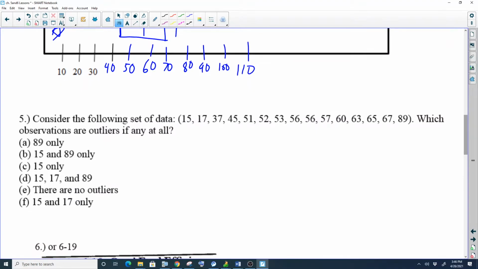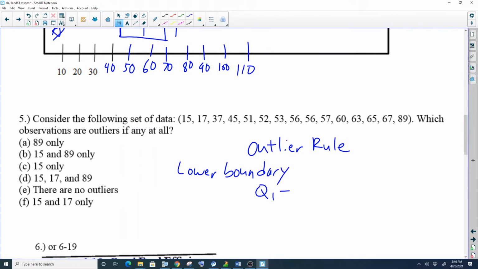And then number 5, you're going to practice the outlier rule again. Remember that if you didn't write this in your notes because you were sick or something at home, you missed our lesson. So the outlier rule goes like this. To find the lower boundary, it's Q1 minus the IQR times 1.5. Again, our IQR is the Q3 minus Q1. It's just the middle 50% of the data, right? IQR is the middle 50% of the data.